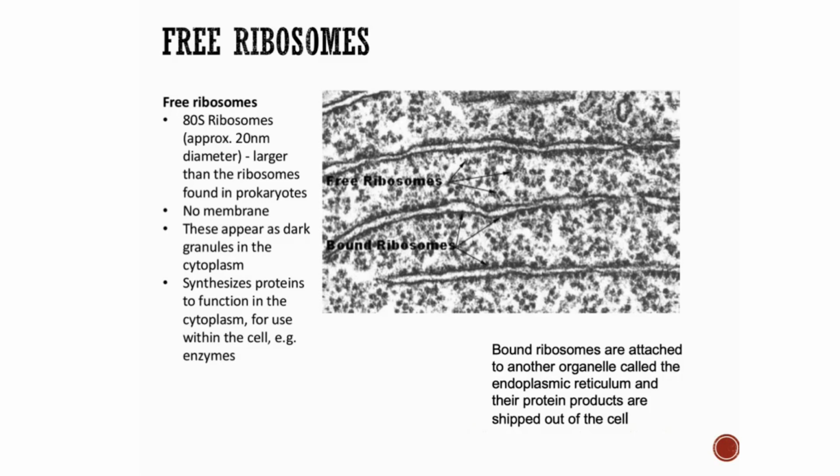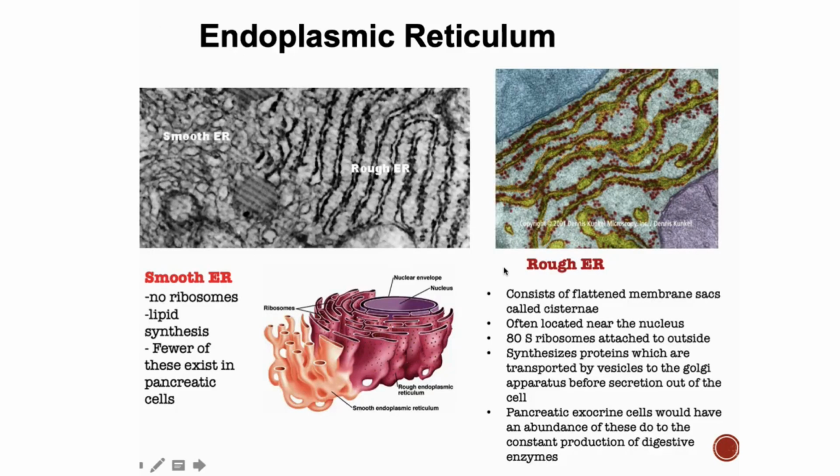Free ribosomes are 80S ribosomes, larger than the ribosomes found in prokaryotes. They have no membrane. These appear as dark granules in the cytoplasm and synthesize proteins to function in the cytoplasm. Bound ribosomes are attached to an organelle called the endoplasmic reticulum, and the protein products are shipped out of the cell. So you see the free ribosomes are in the cytoplasm and the bound ribosomes are next to the rough endoplasmic reticulum.